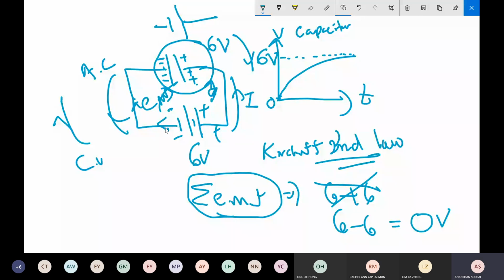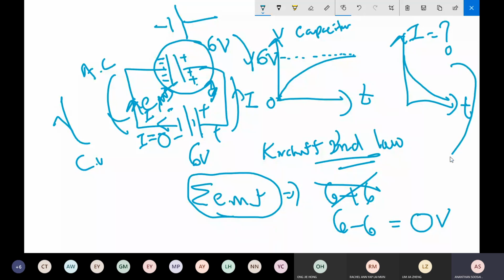So during this, what happened to the current flow in the circuit? Will the current flow drop or rise? Total EMF is 0. When the total EMF is 0, current becomes, anyone? Current is going to become 0. So when a capacitor is charged, the voltage across the capacitor will rise, but the current across the capacitor will, anyone? The current will drop. Why is the current dropping? Because the total EMF is decreasing.